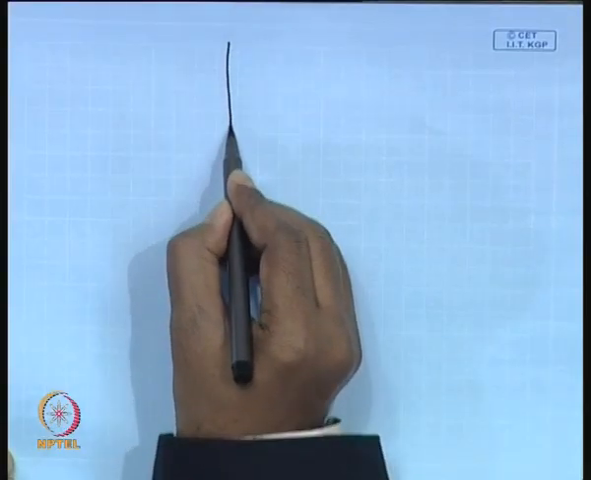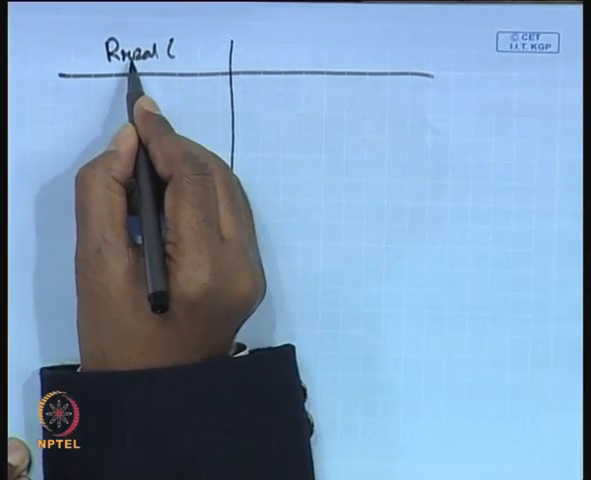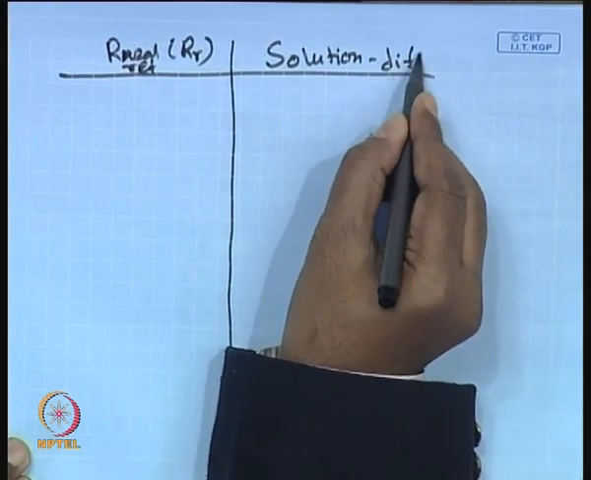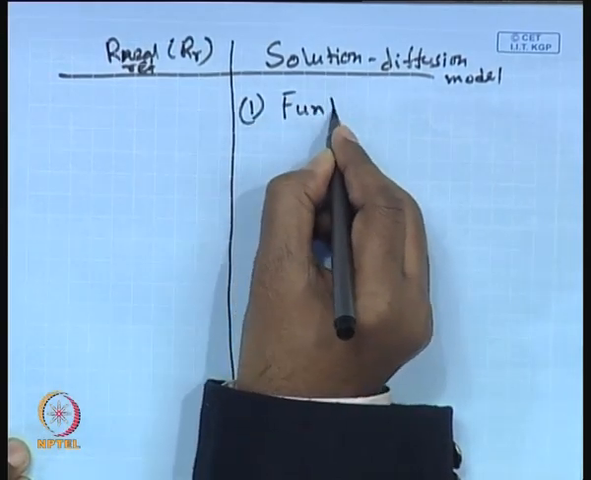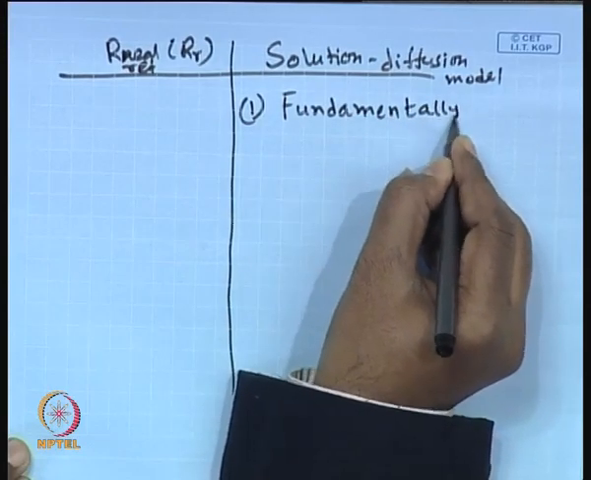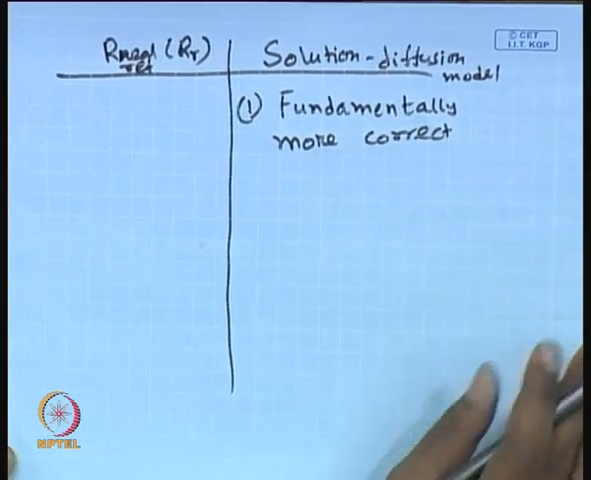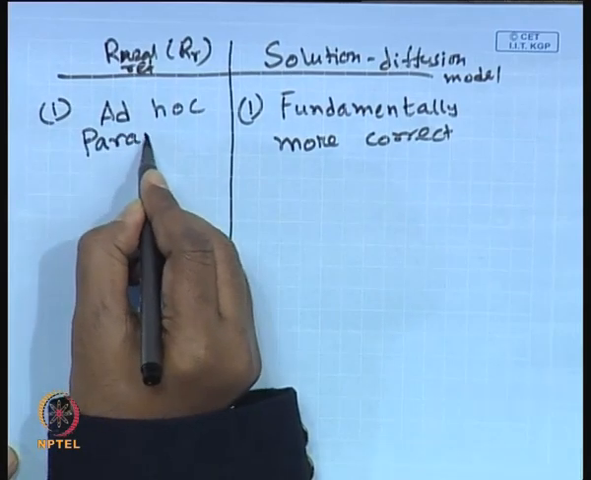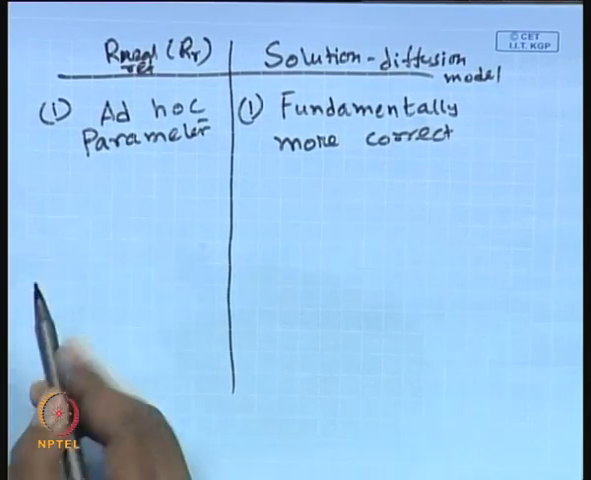So, once we understand this algorithm, now let us have a comparison between the two methods. One is the real retention, RR, another is the solution diffusion model. This is fundamentally more correct, because it is derived from the thermodynamics that we derived earlier. On the other hand, this is an ad hoc parameter. It is like a partition coefficient, which is assumed to be constant for a particular membrane solute system.